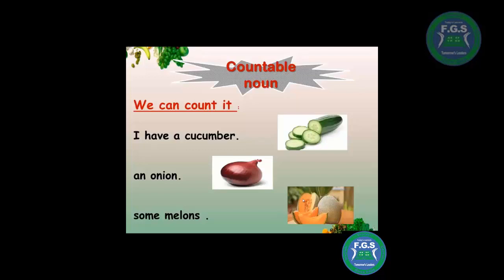A cucumber, or we can say 2 cucumbers, 3 cucumbers. An onion, we can say 2 onions, 3 onions, and more than. Here the last picture, some melons. For example, 2 melons, 3 melons. So for more than that, you can say some melons.